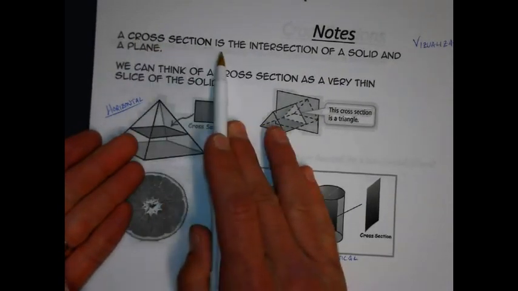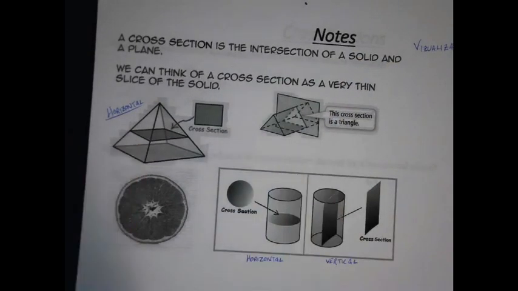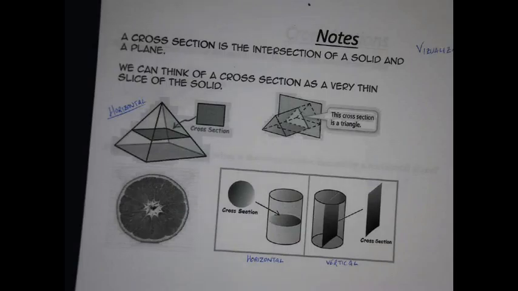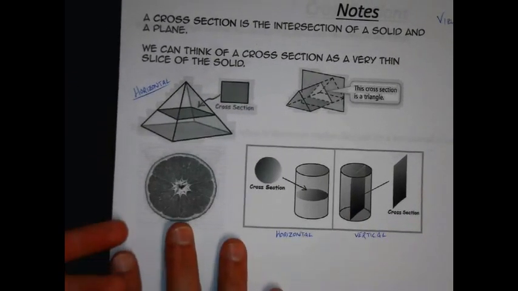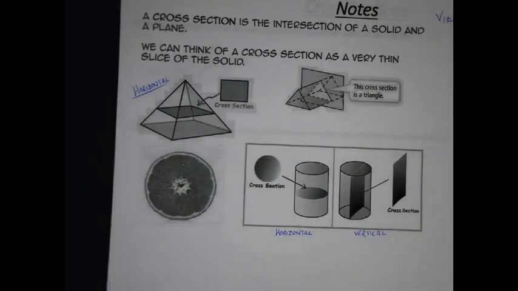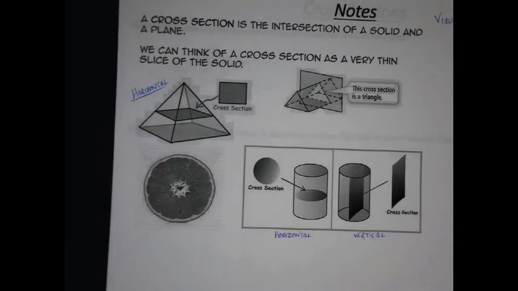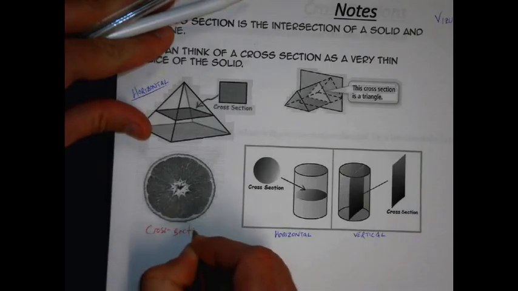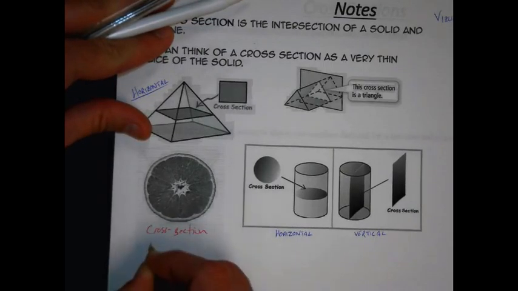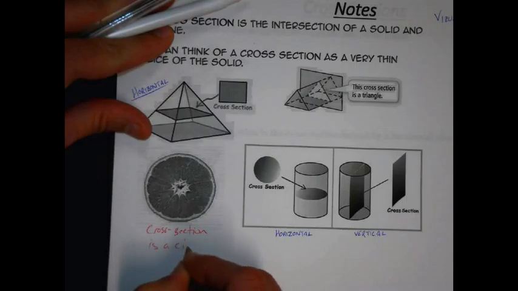A cross-section is the intersection of a solid and a plane. So it's like if you're cutting a solid, that's a cross-section. And you can think of a cross-section as a very thin slice of the solid. And this is the first diagram that I want to focus on. Imagine an orange was cut, and the cross-section of the orange is this circle. Okay, so the cross-section, in fact, makes a circle. And so we want to keep that in mind.